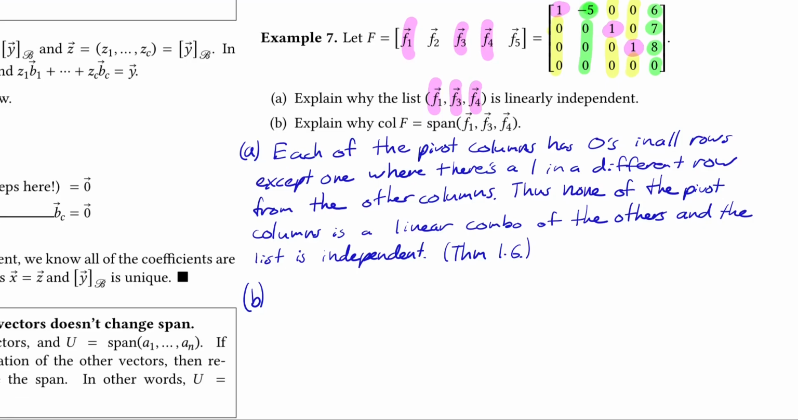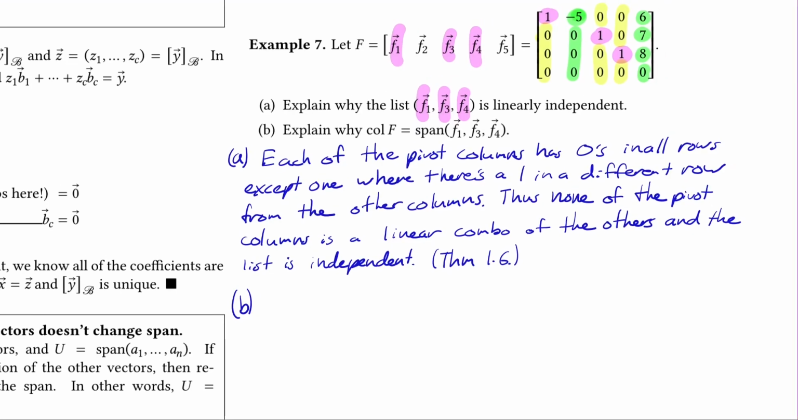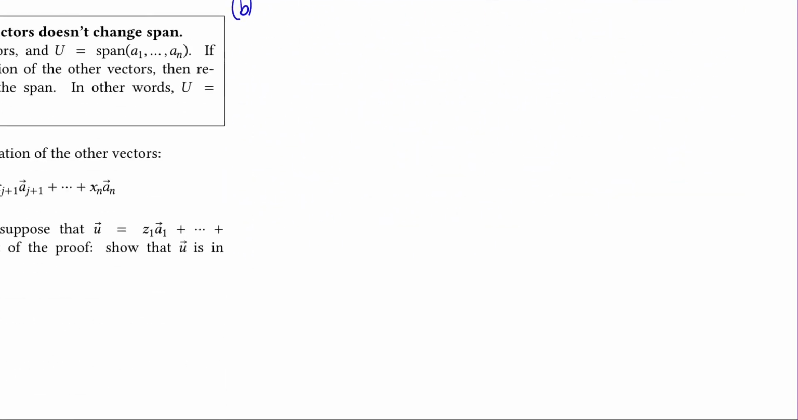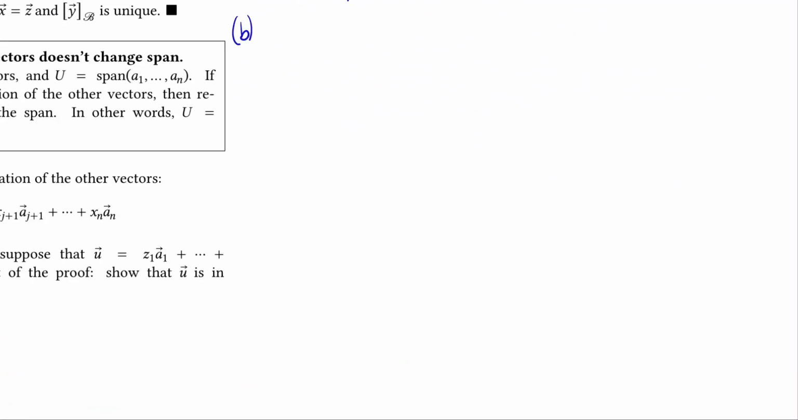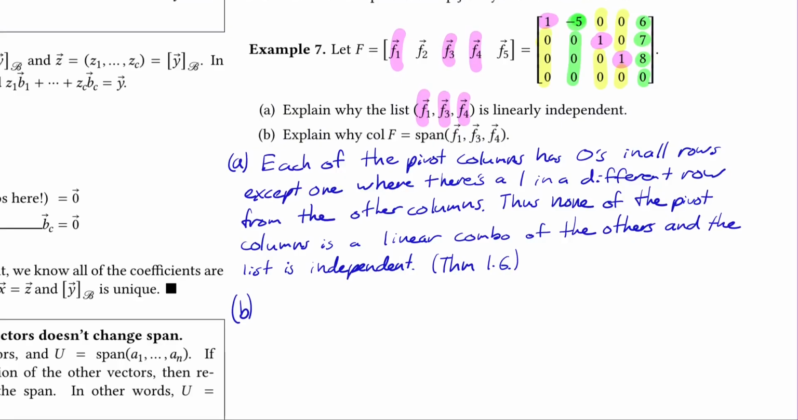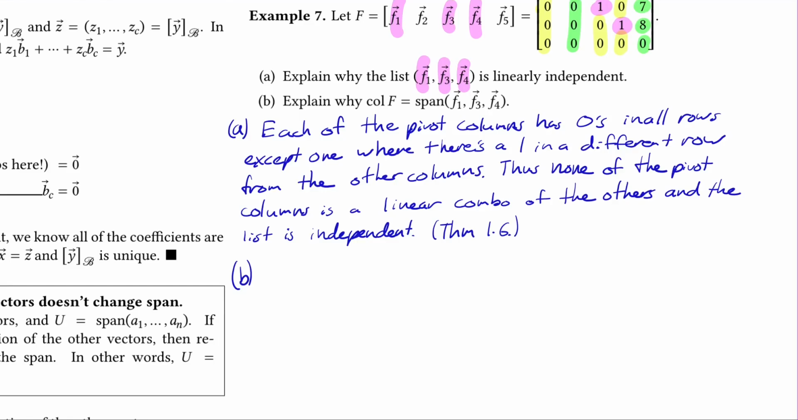So that is a linear combination of the pivot columns. But this works in general because I'm kind of giving a proof of theorem 1.16 by way of this example. So not just this matrix, but any reduced echelon matrix, the non-pivot columns, you're going to be able to write them as a linear combination of the pivot columns for the following reason.